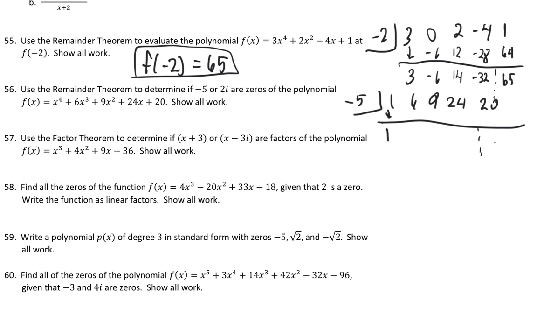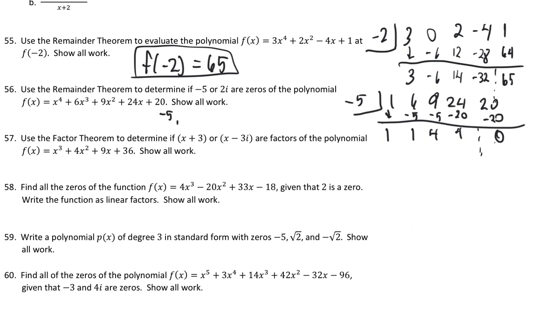So I'll bring down the 1. 1 times minus 5 is minus 5. 6 minus 5 is 1. 1 times minus 5 is minus 5. 9 minus 5 is 4. 4 times minus 5 is minus 20. Bring that down. That's going to be 4. 4 times minus 5 is minus 20 again, and that's 0. So what that means is minus 5, that's for sure a 0.